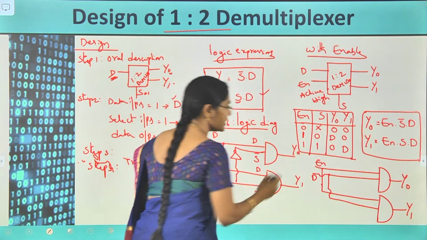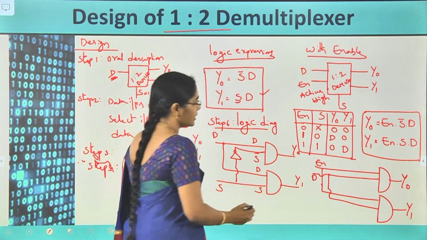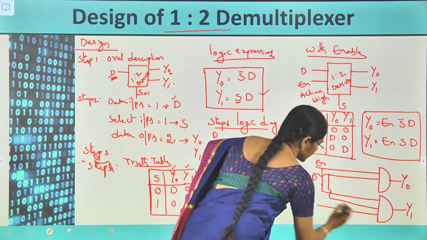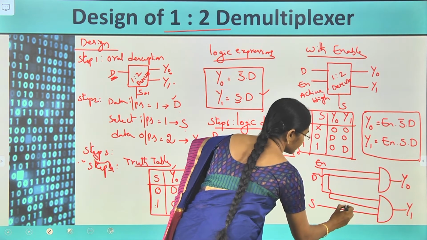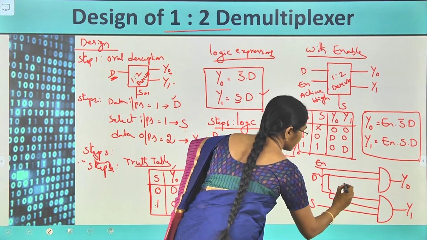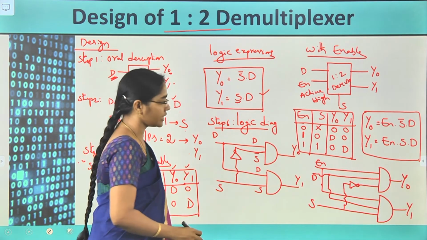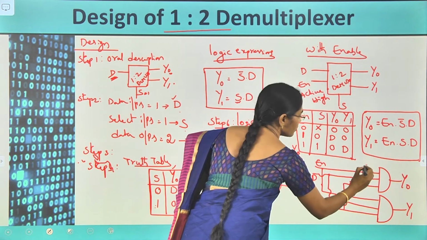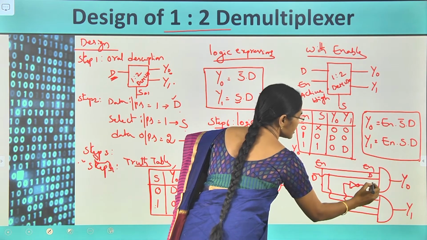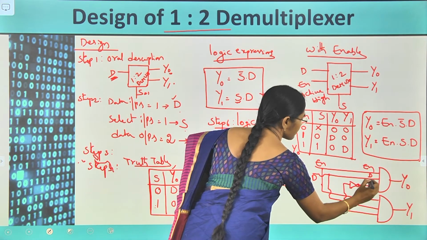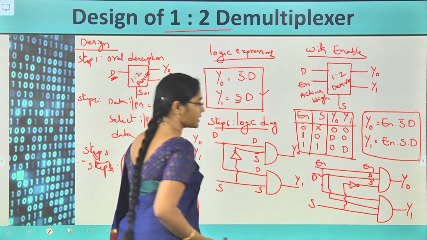This is the signal D. Then the S signal, S is applied with one inverter here. Okay. So what are the three signals here? One is enable, another one is D, another one is S bar. S bar I am writing like this.